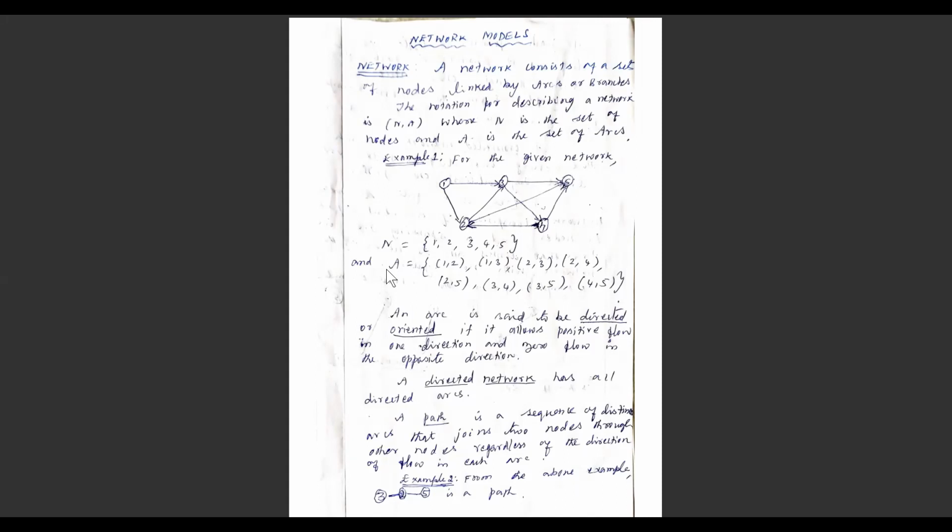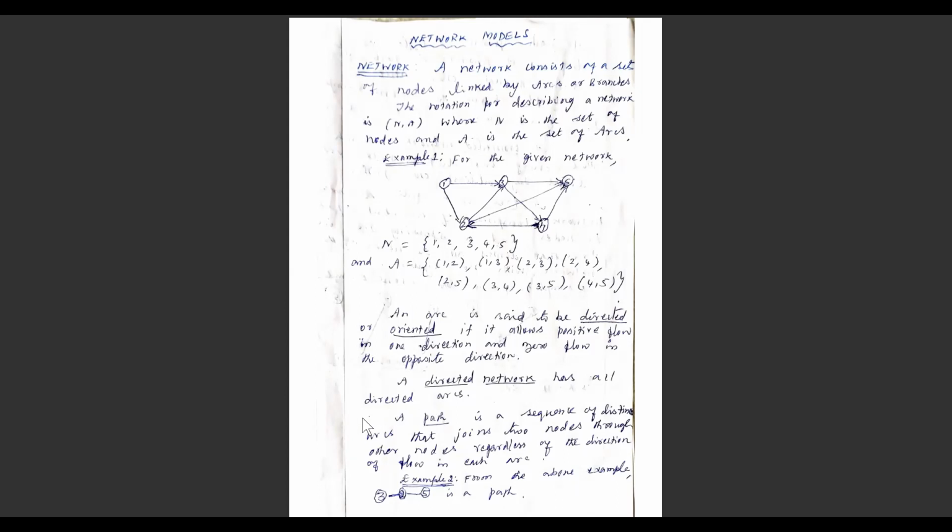What is a directed arc? An arc is said to be directed or oriented if it allows positive flow in one direction and zero flow in the opposite direction. A directed network has all directed arcs. So the above network, that is the network given in example 1, is a directed network because you can observe that all the arcs are directed. So this is an example of a directed network.